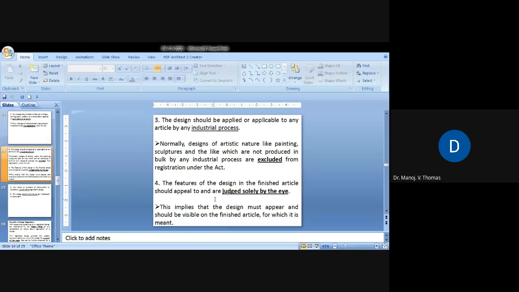Third one, the design should be applied or applicable to any article by any industrial process. So it should be produced by an industrial process. Then only you can apply for registration for that particular object.